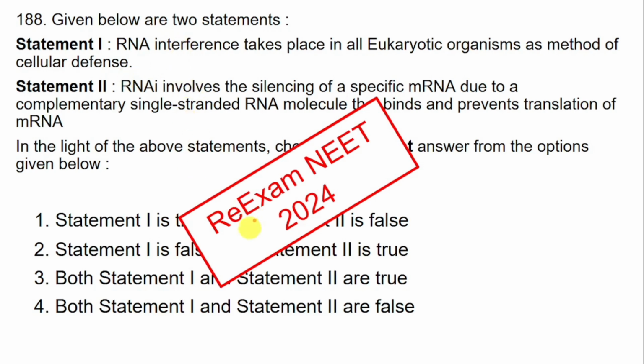So see, a similar question was asked in the re-exam NEET paper. RNAi involves the silencing of specific mRNA due to complementary single-stranded RNA. It is not single-stranded, it is double-stranded RNA. So you click on the I button and you will be directed to a detailed video exclusively explaining this question.